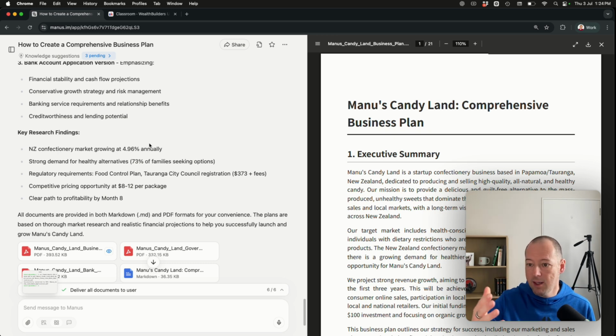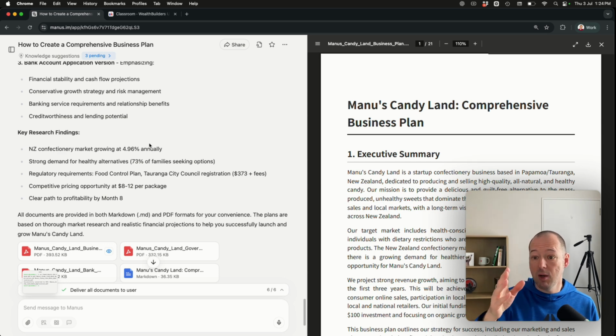And the second thing, which I really find a perfect validation for our business model, is that 73% of families are seeking healthier options for candy. So there's a strong demand for the thing we are building here. This is fantastic. I really love it.